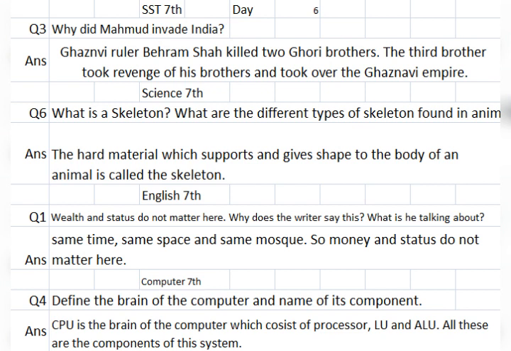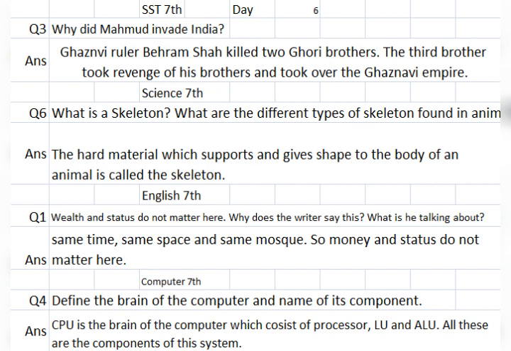Day 6, Class 7 SST: Why did Mahmud invade India? Ghaznavid ruler Behram Shah killed two Ghori brothers. The third brother took revenge for his brothers and took over the Ghaznavid Empire.